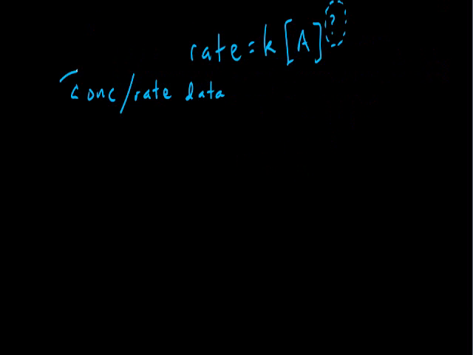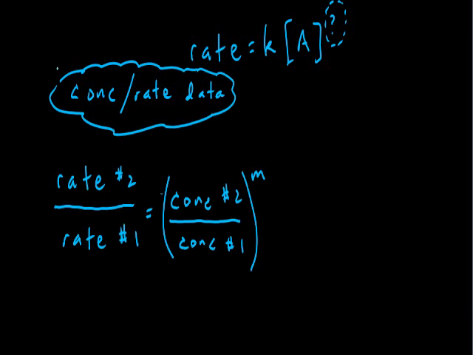One technique is to use concentration and rate data. This strategy involves using the equation where the rate of trial 2 over the rate of trial 1 is equal to the concentration of our chemical in question in trial 2 over the concentration of the chemical in question in trial 1, all raised to the m power. The m power, when we solve for it, gives us the order of the reaction with respect to chemical A.